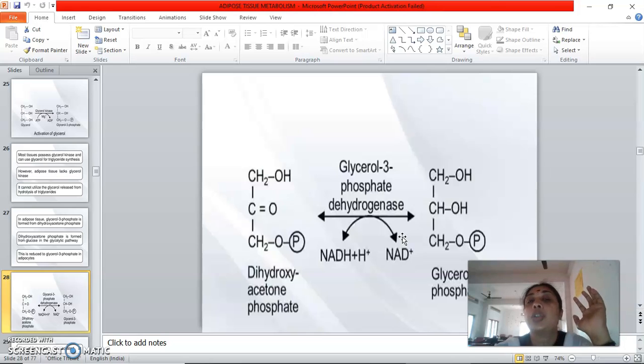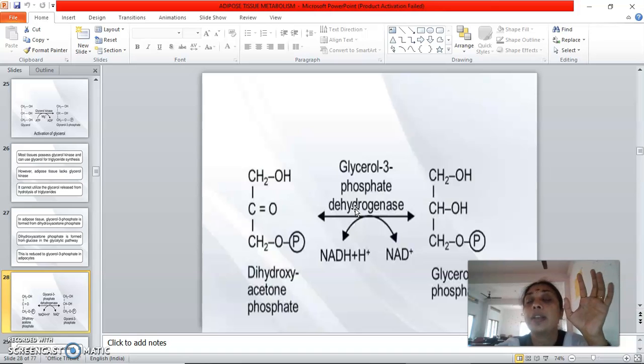In all the other tissues, glycerol 3 phosphate is synthesized from glycerol with the help of glycerol kinase, while the adipose tissue lacks that enzyme, and hence in the adipose tissue, glycerol 3 phosphate is synthesized by the enzyme glycerol 3 phosphate dehydrogenase. So that forms one of the raw materials. The other raw material, of course, is fatty acid.